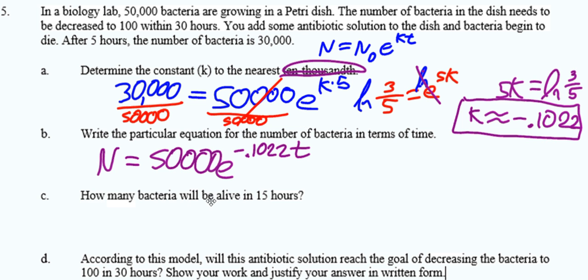How many bacteria will be alive in 15 hours? That means using this equation we just wrote, plug in 15 for t. So 50,000 times e to the k times t, which is 15. I'm just writing k here because we're punching that into our calculator and we're going to use letter k because we stored it for letter k.